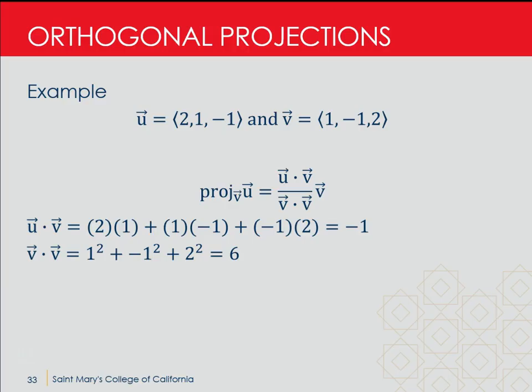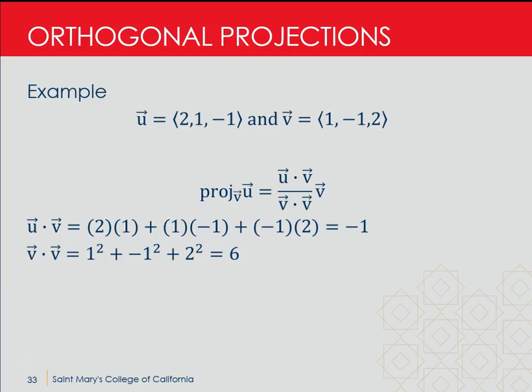So we take the 2 times the 1, plus the -3 times the -1, and the -1 times the 2, add them all together, get -1. Then we take v dot with itself, and really that just entails squaring each entry, right? We're multiplying each entry by itself, so it's 1 squared, -1 squared, 2 squared. So those are all our pieces, and really that's about it.